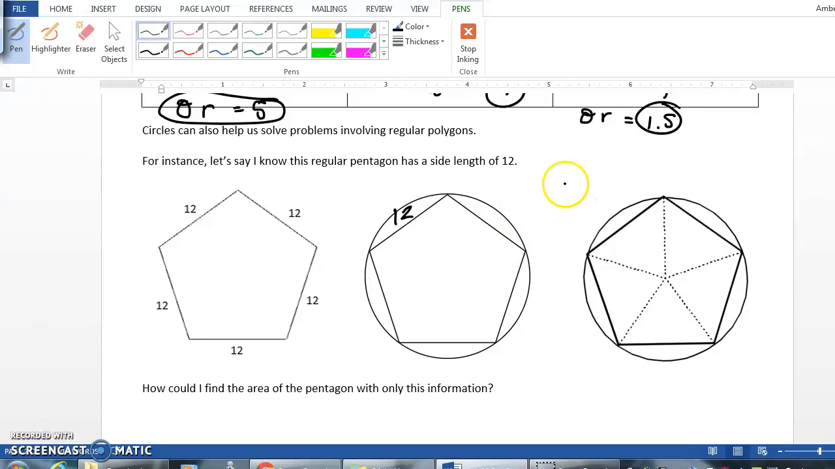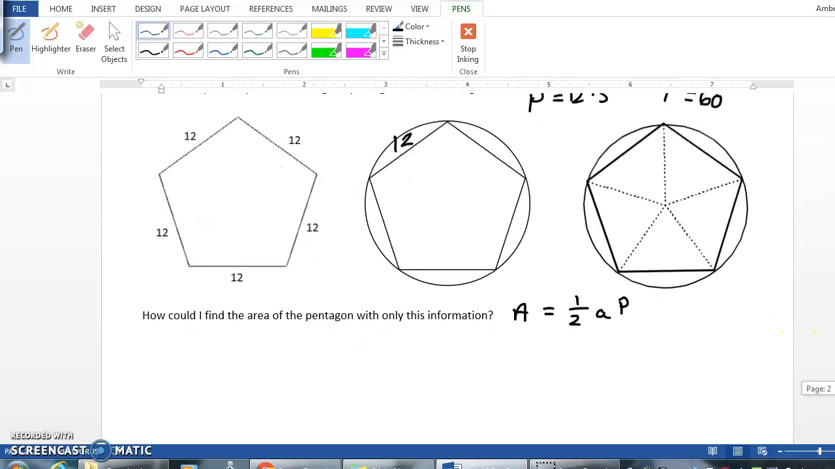So before, when we were finding area, we first needed the perimeter. So the perimeter is going to equal 12 times 5, because there's 5 sides. So we already know that the perimeter equals 60. But what we're missing is the apothem, right? Because the formula for area of a regular polygon is 1/2 times the apothem times the perimeter. Well, we've got the perimeter, but now we need the apothem. So what can we do?